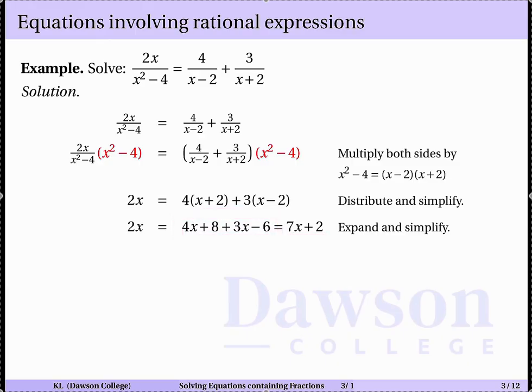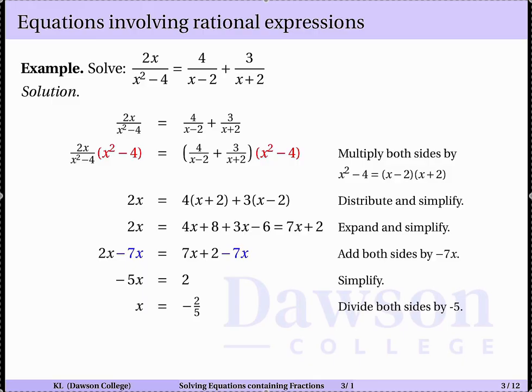And then we now solve the linear equation. So we end up with 2x equals 7x plus 2. We solve this equation. We will have negative 5x equals 2. So solving for x, we have negative 2 over 5.